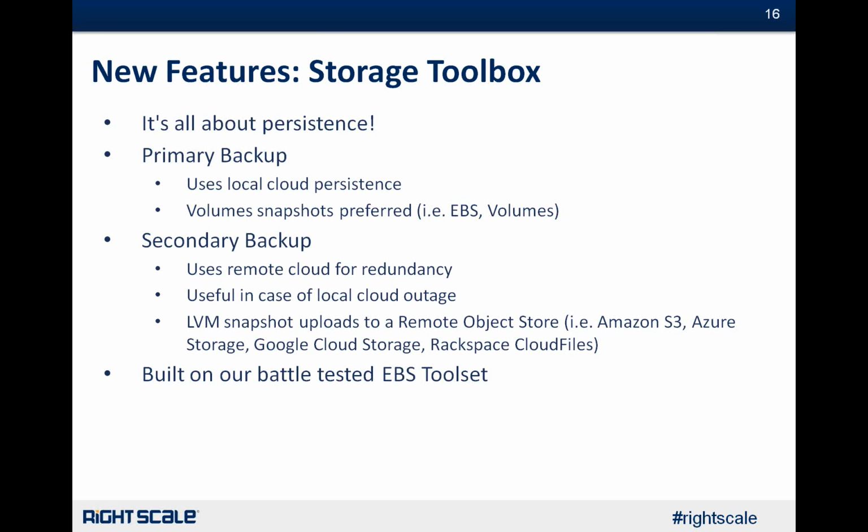While they're fast, if the local cloud goes down, you don't have access to them until the cloud comes up. Secondary backup is a slower backup mechanism typically, but it gets it off of the local cloud onto a secondary cloud or up in a remote object store like S3 or Google Cloud Storage or Azure Storage, and allows you to restore even in the event your cloud's down.